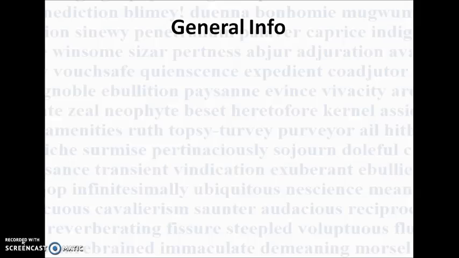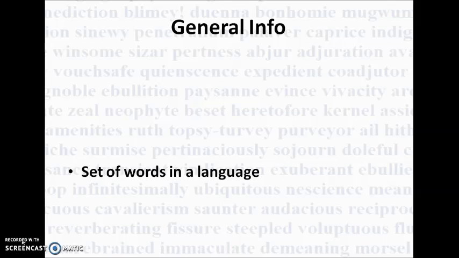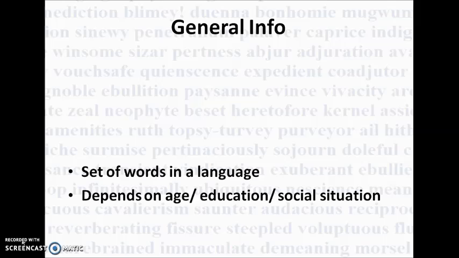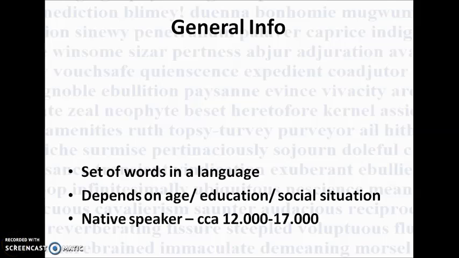First, some general information, and just for the record, you do not need to memorize this theory, okay? Vocabulary is a set of words that are used in a particular language. The size of speakers' vocabulary depends on their age, education, social background, and also on the language itself. According to research, an average native speaker of English language who just finished high school knows about 12,000 words. A university graduate, again a native speaker, or an older person would then know about 17,000 words.